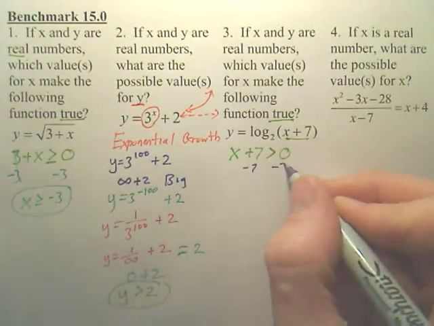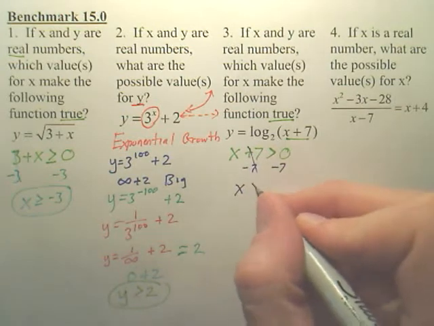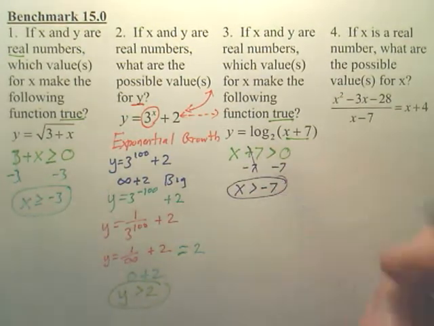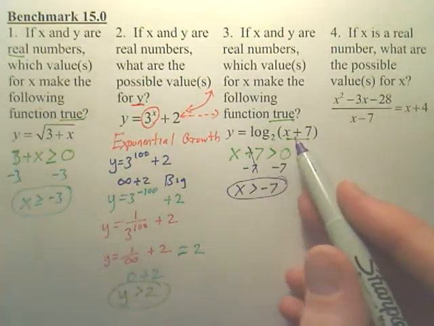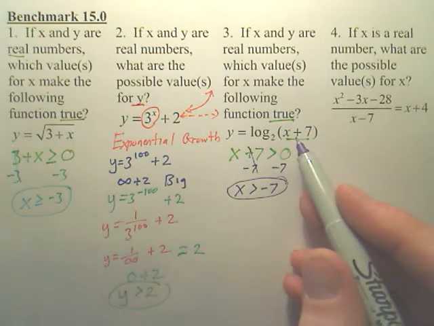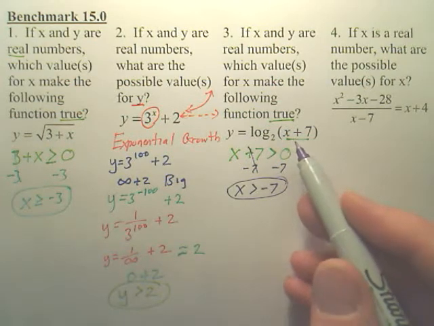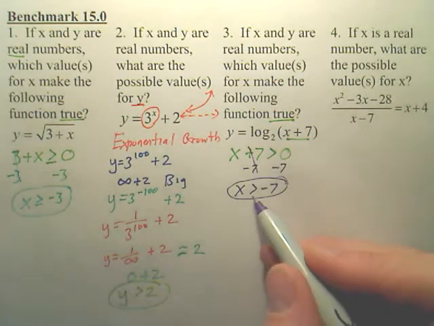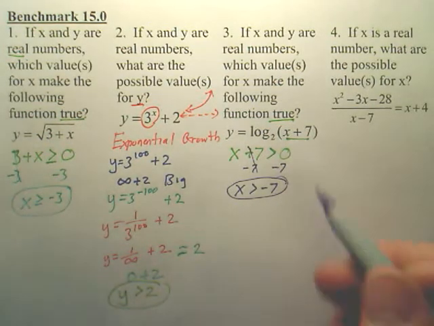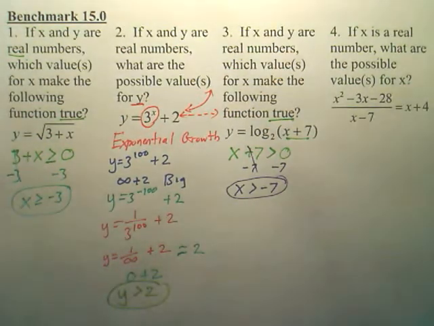Let's solve this. So x must be greater than negative 7. For it to be true, you must plug in a number greater than negative 7. You cannot plug any number less than negative 7 into this function. It'll have an error. It will not work.